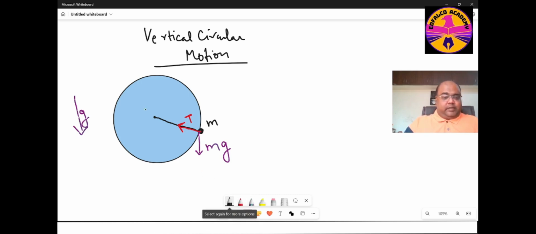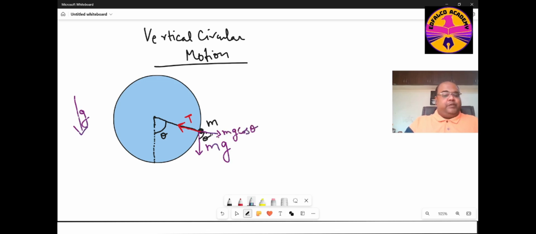Now let's try to analyze these forces. Let's assume that at any point in time, the body is at an angle of theta from the vertical. Obviously this angle is also theta then, right? And therefore, what are the components of this mg? We can find out the components of this mg. One component will be in this direction, which is mg cos theta.